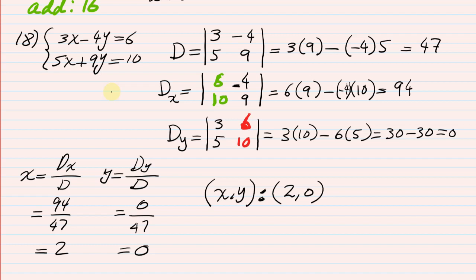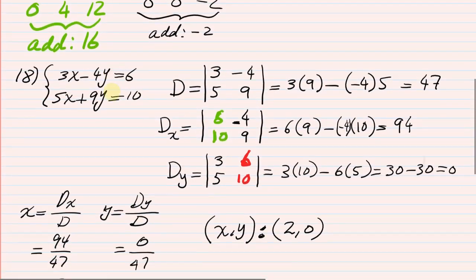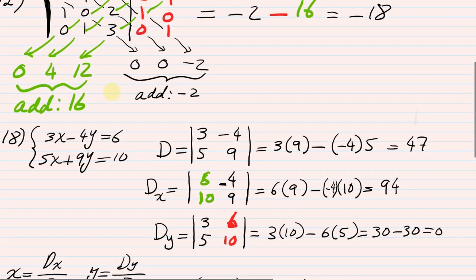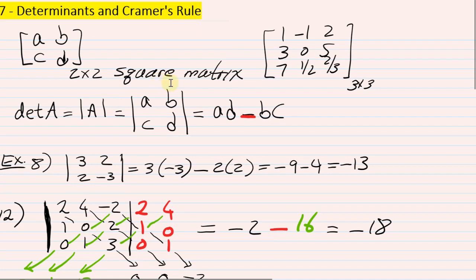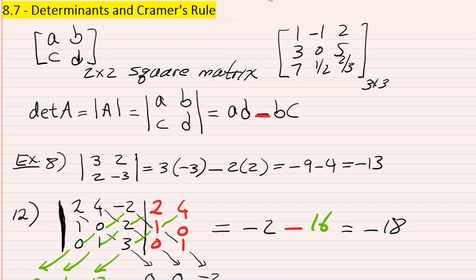Alrighty, so that's all we want to do in this section, section 8.7, the idea of using determinants to solve 2 by 2 systems. Hopefully you found this easy to do. It's a very simple method, and of course a short video in this section. Okay, and with that we are done with this section.